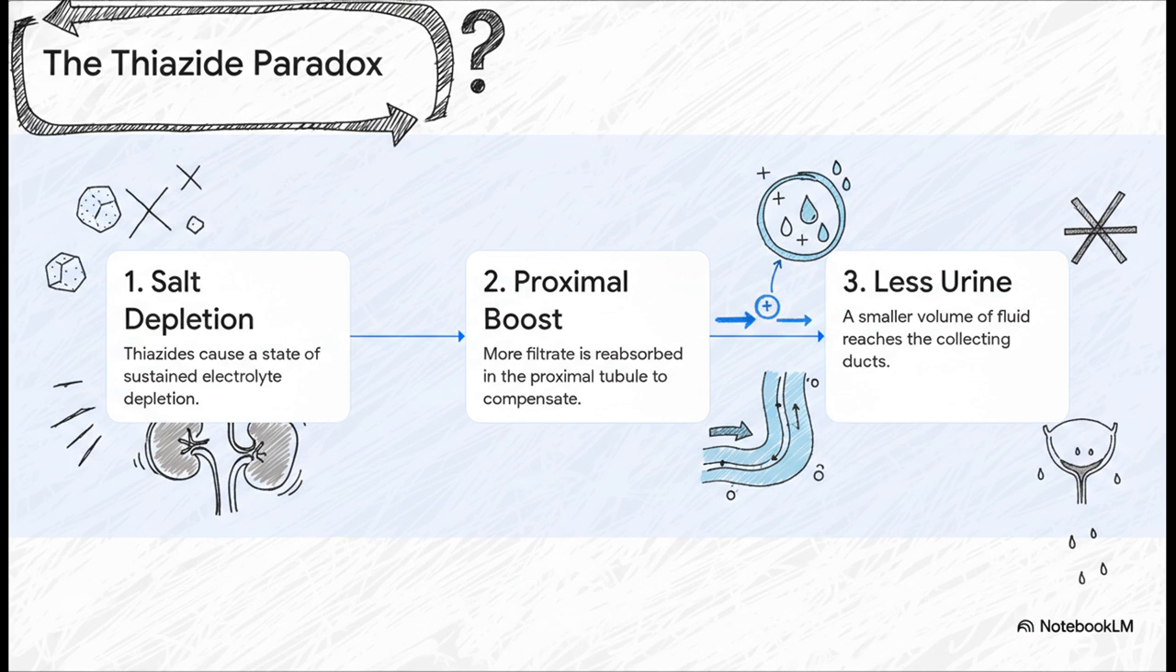How is it possible that a diuretic, a drug that is supposed to make you urinate more, can be used to treat diabetes insipidus, a condition where you're already urinating too much? It sounds crazy, right? It's a paradox. But the funda is actually quite simple.